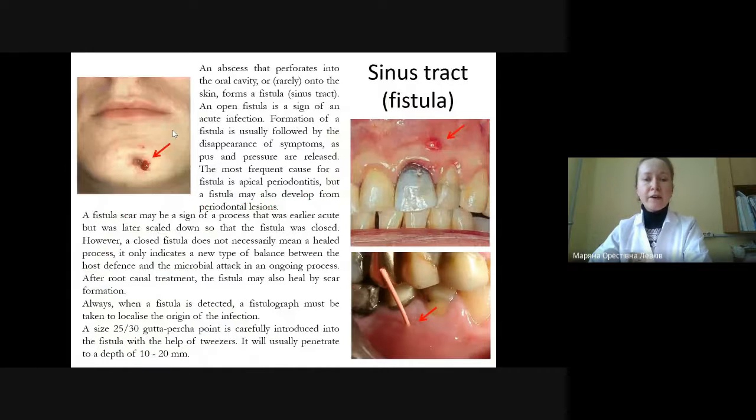Another finding that a dentist can check during examination of the patient is the presence of a sinus tract or fistula. A sinus tract or fistula is a symptom of exacerbation of chronic granulating apical periodontitis. Always when a fistula is detected, a fistulograph must be taken to localize the origin of the infection.